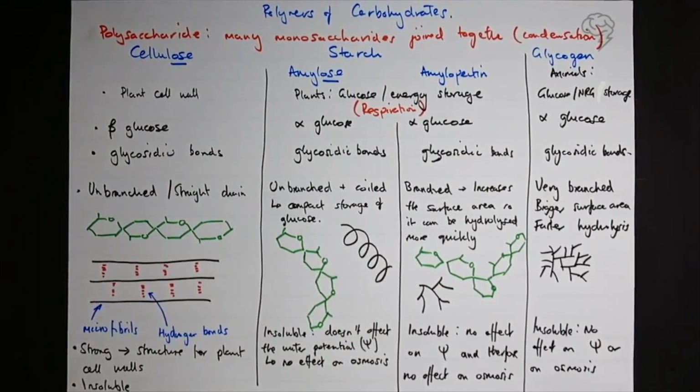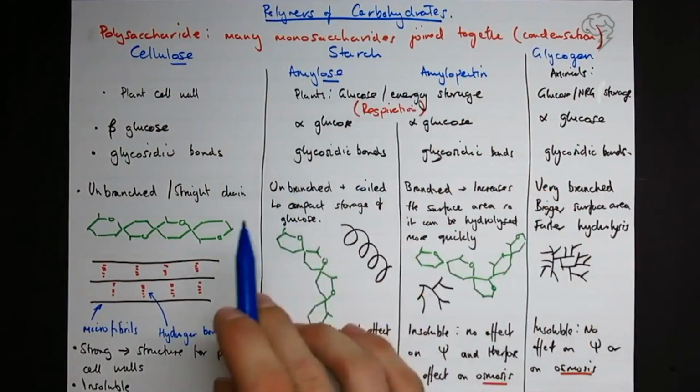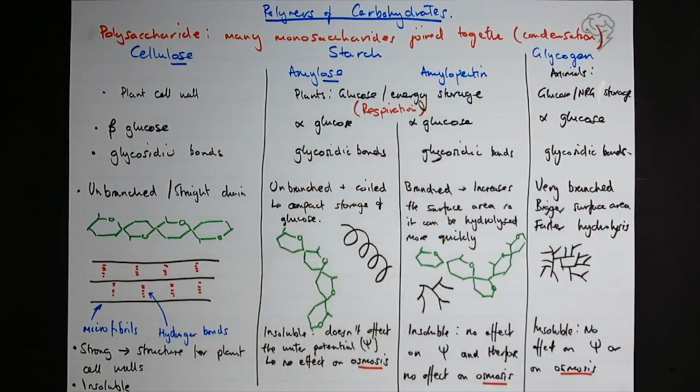Now, I kind of broke one of my rules here. I'm actually going to underline osmosis because this is very important in this question. It very often comes up. So that is all of the polymers of carbohydrates on one page. So starch, amylose, and amylopectin is made. It's a compound of these two.